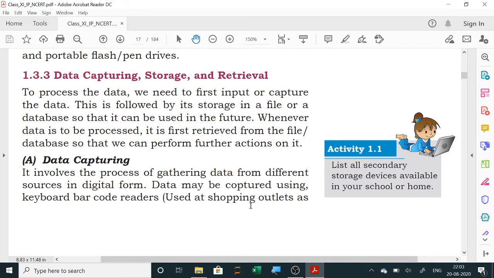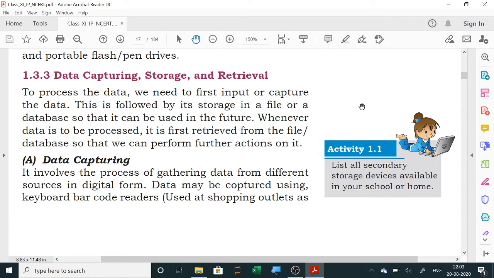Now, data capturing, storage, and retrieval. Obviously, in memory, we are storing data after reading it from the input devices. And when we want to display it on the screen, we retrieve the data from the memory and display it. To process the data, we need to first input or capture the data. This is followed by its storage in a file or a database so that it can be used in the future. Whenever data is to be processed, it is first retrieved from the file or database so that we can perform further actions on it.